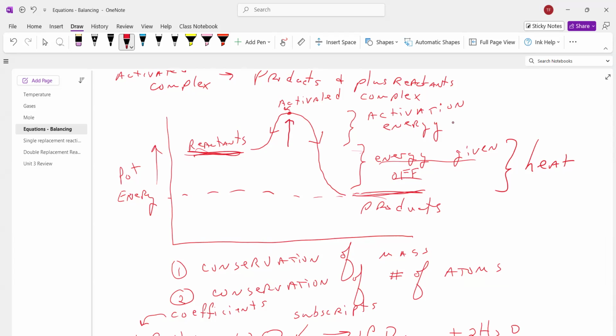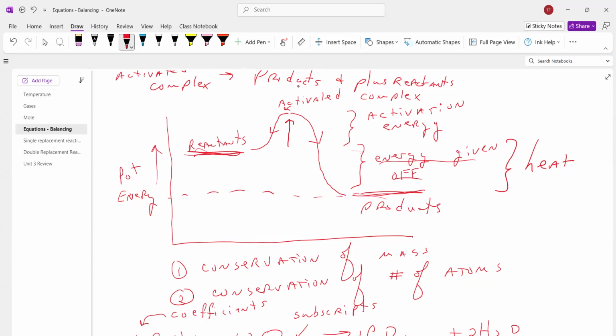It takes energy to pull apart those bonds. When that happens, we have a mix-up here of atoms, and the fancy name for that mix is called the activated complex. Once that happens, notice that the energy, the potential energy, is high. So those atoms want to become more stable.